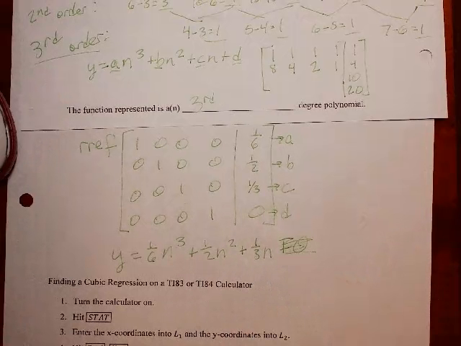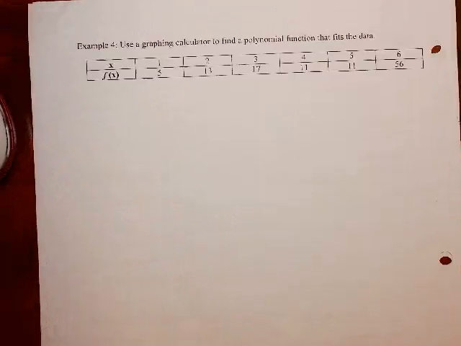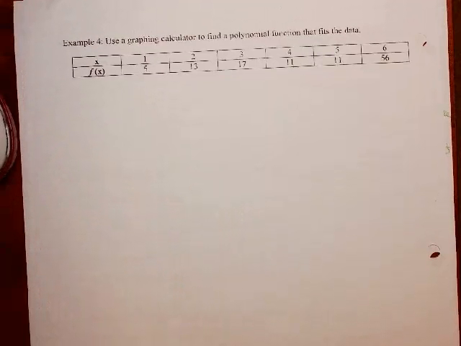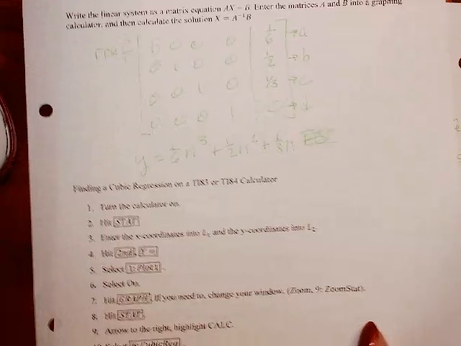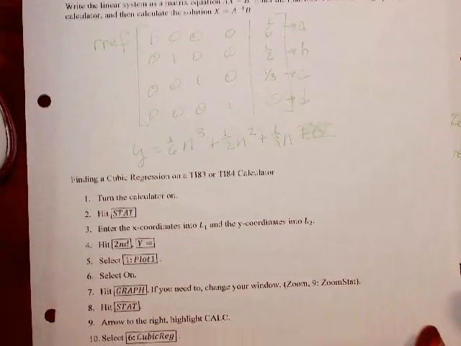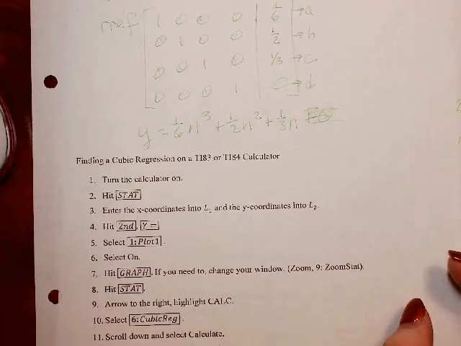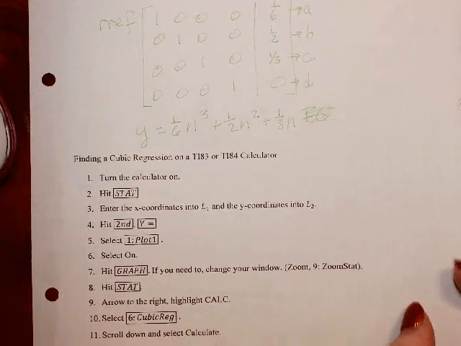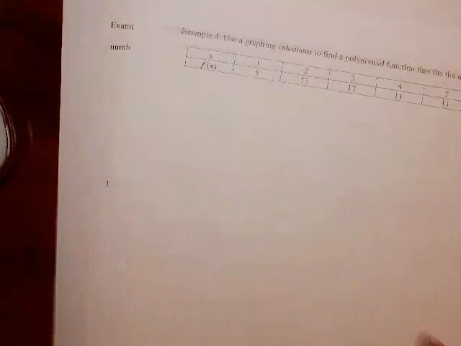Now, for example number 4, we are going to use our graphing calculator to find a polynomial function that fits the data. So, we are going to use the directions we have here on the back of our paper, and we're going to find a cubic regression. Okay?